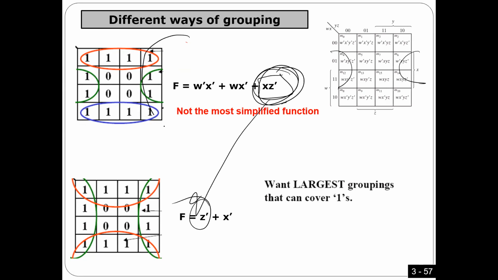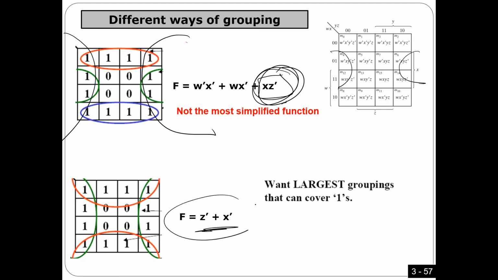Look here, I can take this together here. So that's what I did here. If you look at the green line here, it's going to be one group, okay? And this is one group. By this way, I can cover all the ones using only 2 groups. Every group has 8 squares. That's why this is the most simplified version. Any questions?